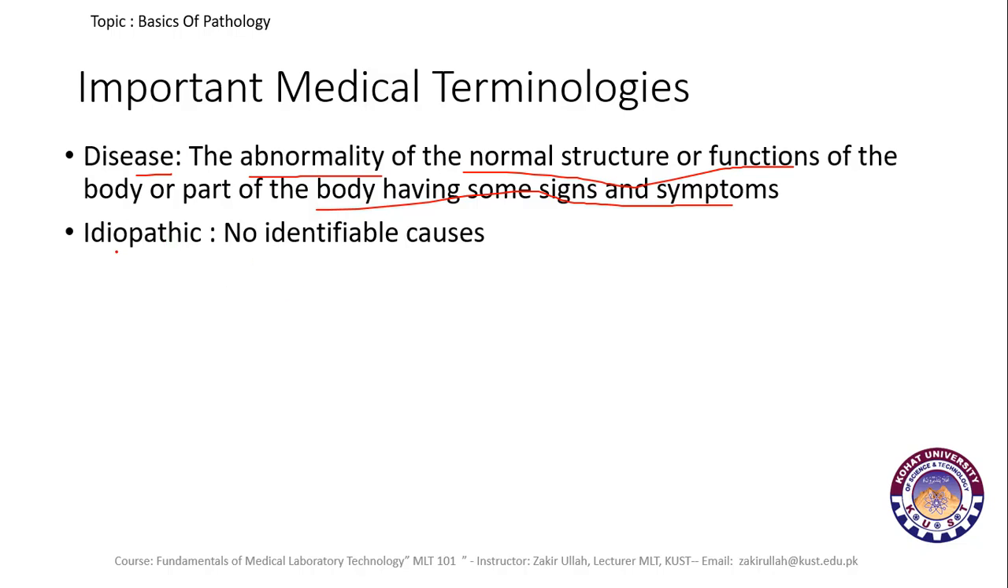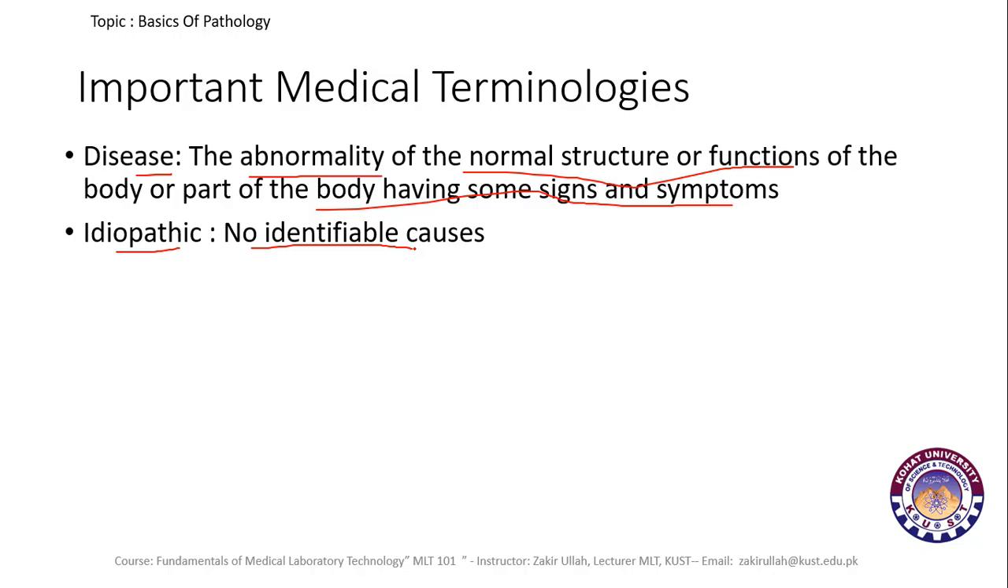Then the second term is idiopathic. Idiopathic is basically a type of disease. What is idiopathic disease? It is a type of disease in which the cause is not identifiable, and we cannot say that this disease is caused by this agent or this mechanical injury or this chemical substance. So, this type of disease is called idiopathic disease.